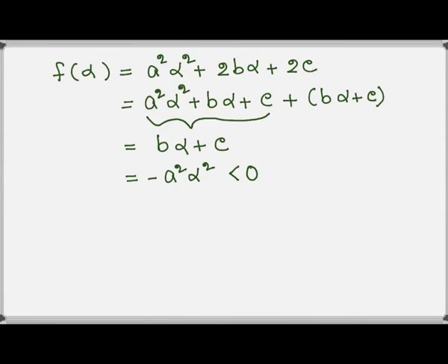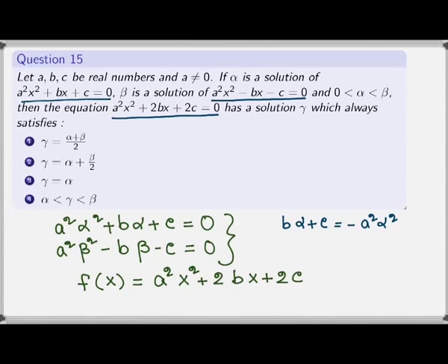So from here we can conclude that alpha is not a solution of the third quadratic equation. So therefore, if we call a solution of the third quadratic equation by gamma, then gamma is not equal to alpha. That is, we see that the third option, gamma is equal to alpha, is not correct.